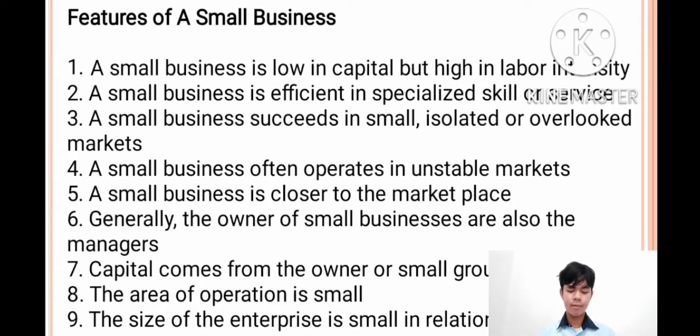Sa number 5 naman, kasi di ba malapit tayo sa market, mas mabilis tayong mapapansin ng mga consumer. 6. Ito yung really common sa Philippines. Number 7. Maaaring savings ng pamilya nyo o income na makukuha ang pwede nyong gamitin kapital. 8. Kailangan yung business mo is community-based siya. 9. Yung size din kasi ng business is nagmamatter.